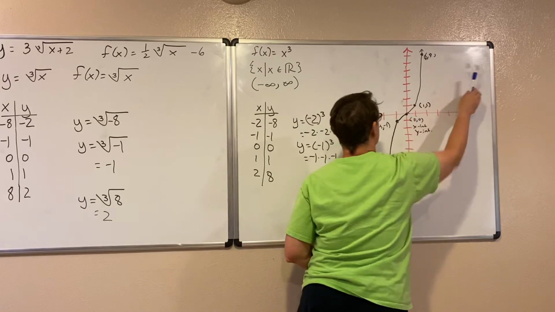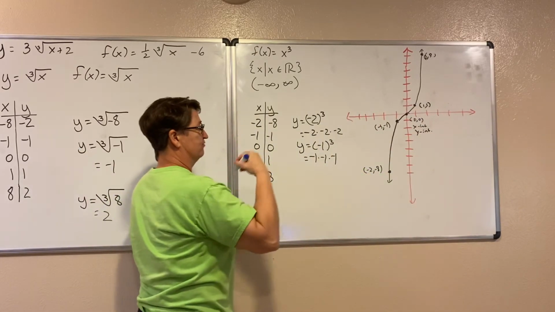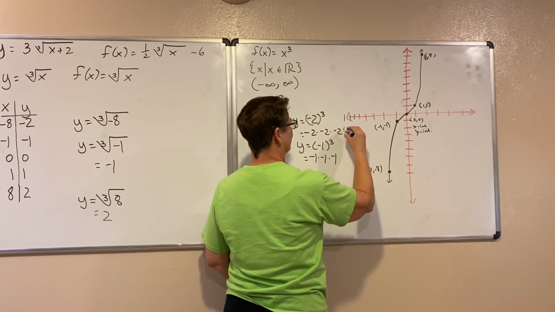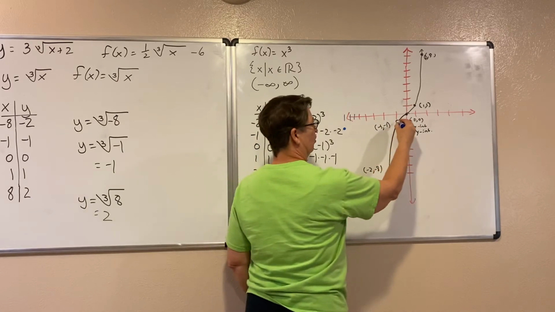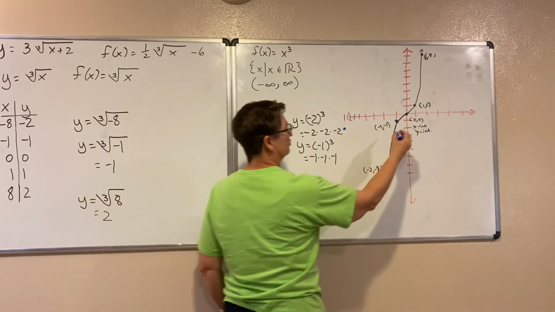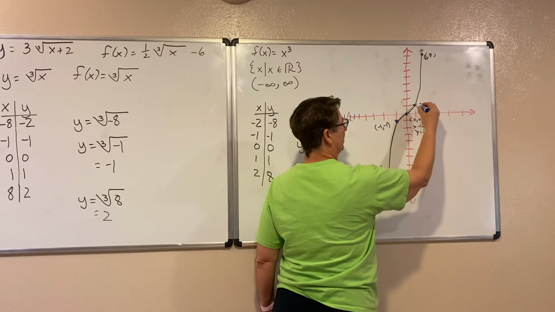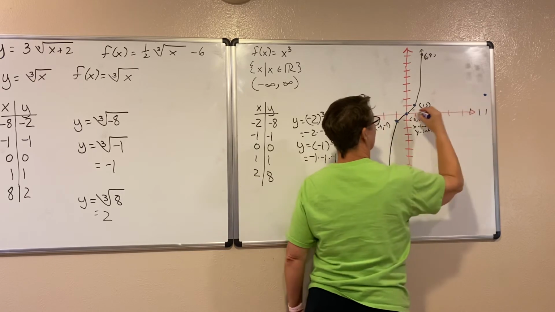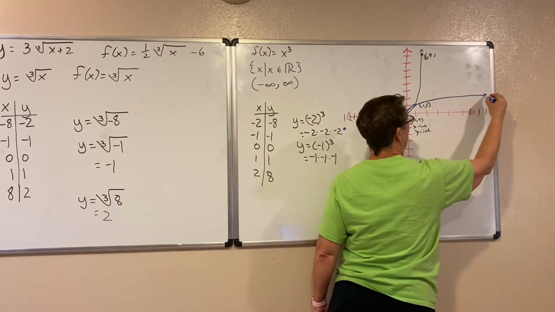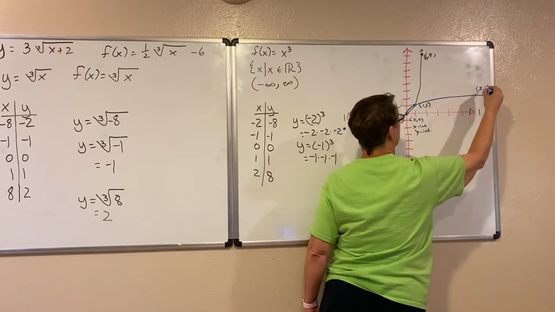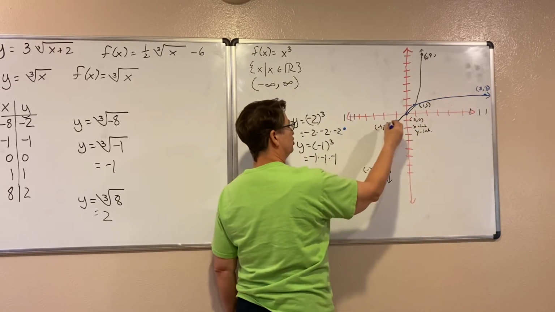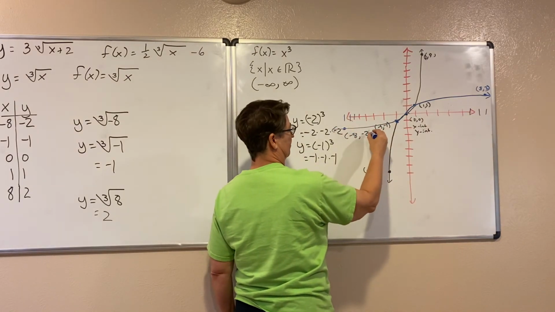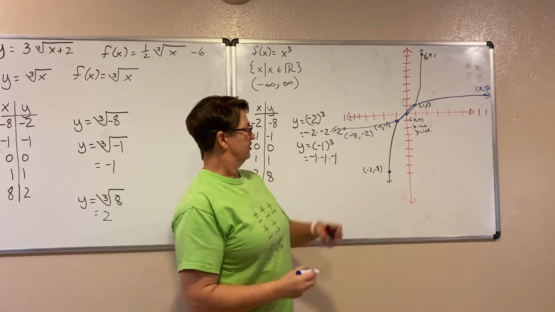Let me do it in blue here. So I have -8, -2, then -1, -1, then 0, 0, then 1, 1, and 8, 2. So this blue graph is my cubed root function. There's the cubed root function.